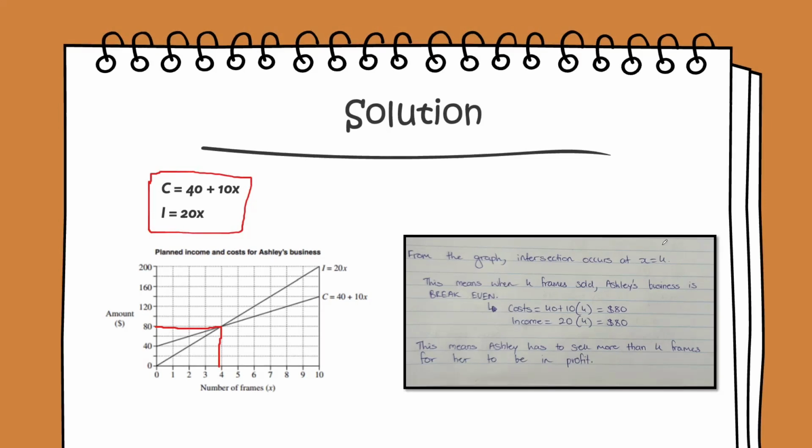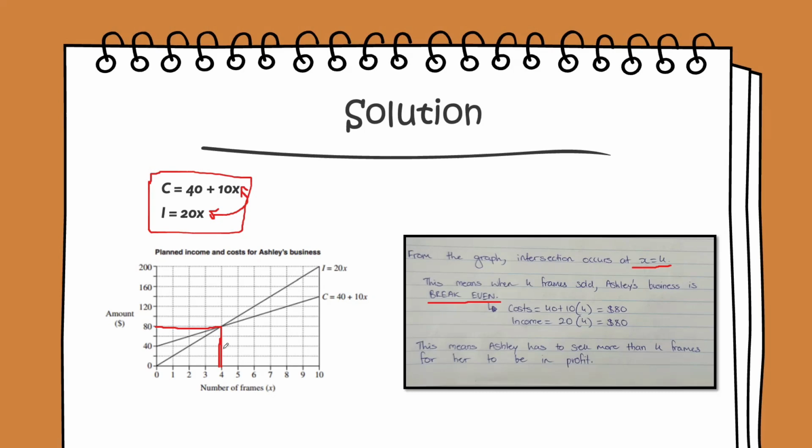So our answer is x is equal to 4. That is when these two equations are the same, when I is equal to 20x and C is equal to 40 plus 10x. What does that mean? At this point, when we sell 4 frames, our income and our costs are equal. In business terms, we call that the break-even point, which means Ashley's neither in a profit nor in a loss. She's broken even. She's covered her costs at this point.